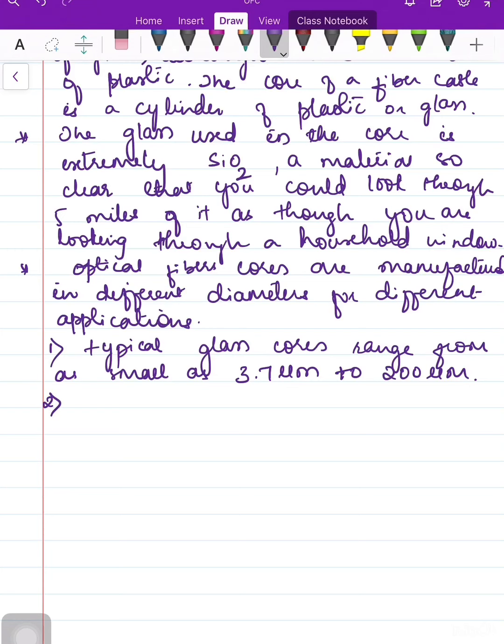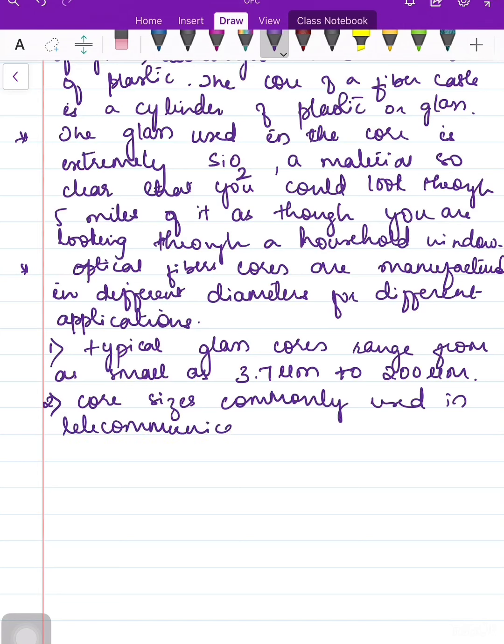The ones used in telecommunication, this is important for your branch. You should know the core sizes commonly used in telecommunication, which are 9 micrometer, 50 micrometer and 62 micrometer.